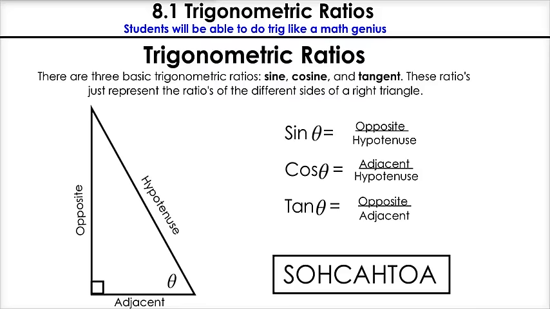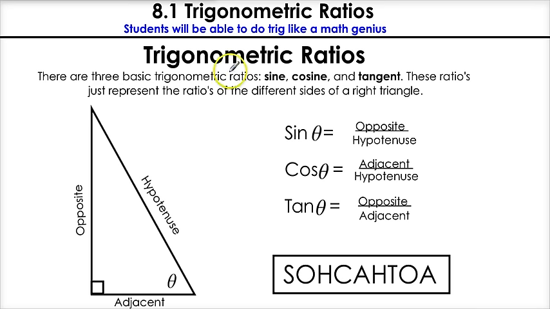Welcome to lesson 8.1, Trigonometric Ratios. This lesson should actually go by pretty quickly because a trigonometric ratio is just the ratio of the sides in a triangle. I know that doesn't make any sense, but let's delve in a little bit.